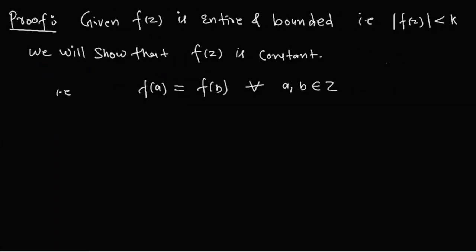Proof. Now we start the proof of the Liouville theorem. The given f of z is entire and bounded. It means f of z is bounded by k. So we will show that f of z is constant. If we are able to show f of z is constant, it means we have proved that the given entire and bounded function f of z is constant. So that is the result of the Liouville theorem.